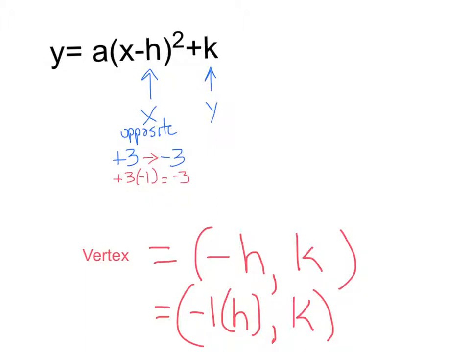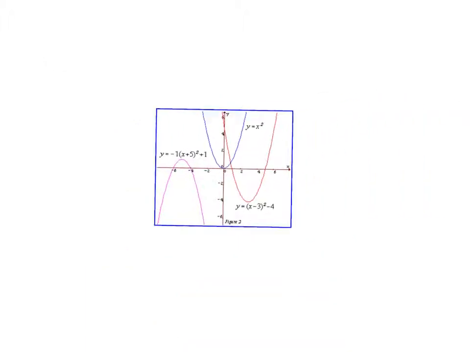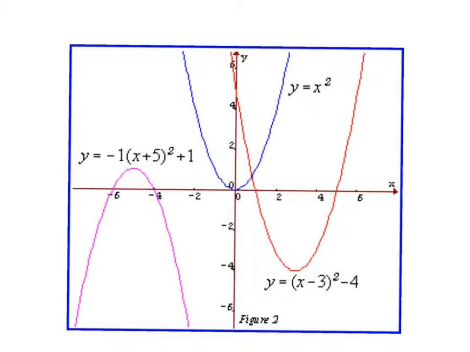So the real question becomes, how can we use that? Let's take a look at these examples. We have 3 graphs in this case. Number 1, in blue, we have just y equals x squared. That's our standard parent function for a quadratic, just y equals x squared. And now we've got these other 2 graphs.